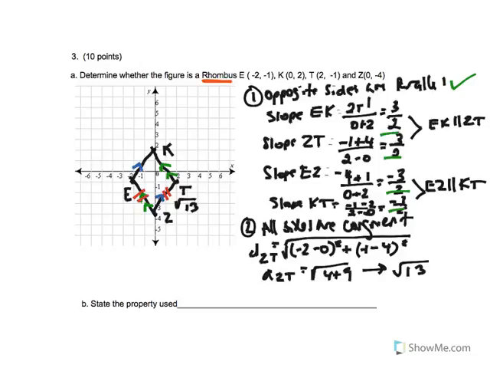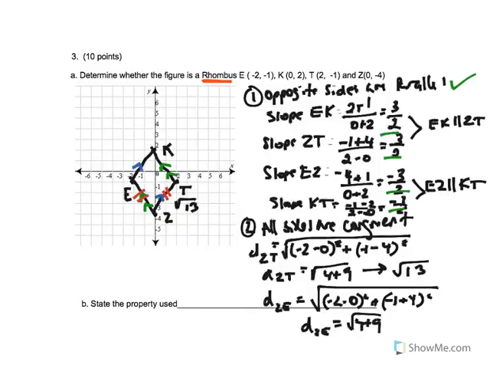Let's find the distance of the consecutive side, ZE. We get the distance of ZE equals the square root of -2 minus 0 squared plus -1 plus 4 squared. We get the distance of ZE equals the square root of 4 plus 9. The distance of ZE equals the square root of 13. So these two sides are congruent. And we have proven that ZT is congruent to ZE.